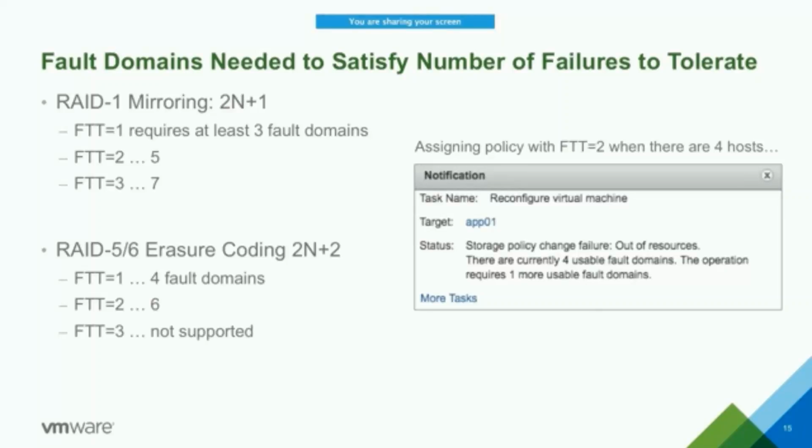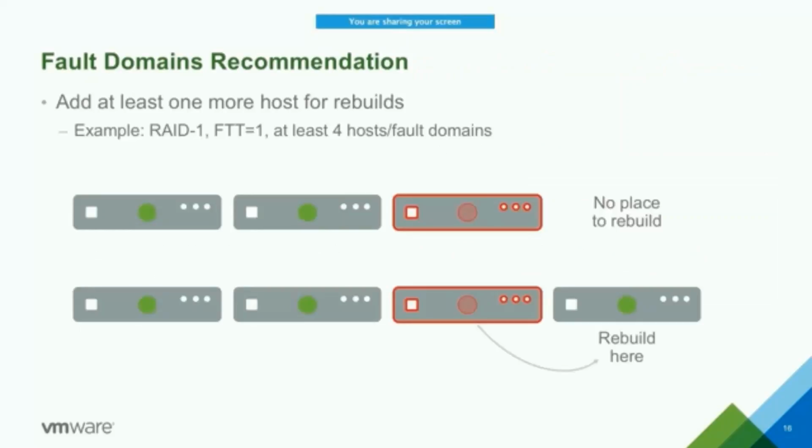Now if you do happen to assign a policy, for example here FTT equals 2, and there are only 4 healthy hosts in your cluster, you're going to get a notification like this one here. As we mentioned before, FTT equals 2 requires 5 hosts. If there's only 4 available, vSAN is going to tell you that. It's going to let you know that it cannot satisfy that policy until that 5th or additional hosts come online. Another recommendation that we have here is to take that minimum number and add at least 1 more to that. And the reason for that is so we can perform rebuilds.